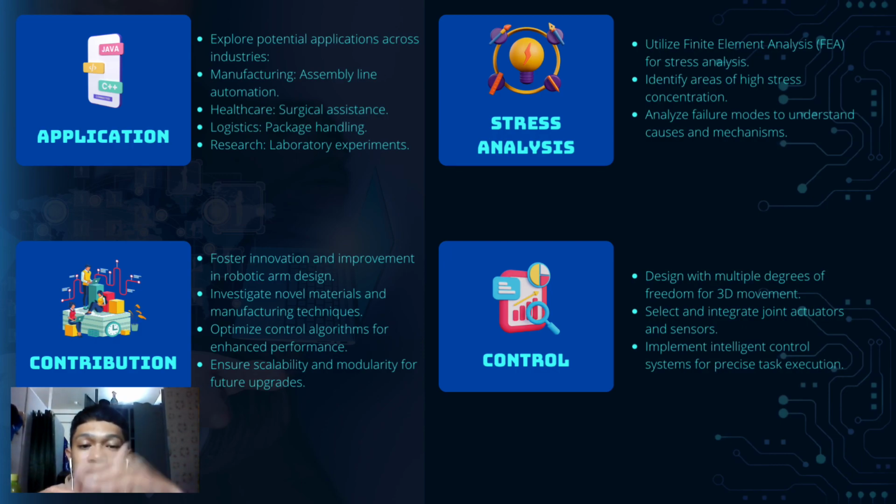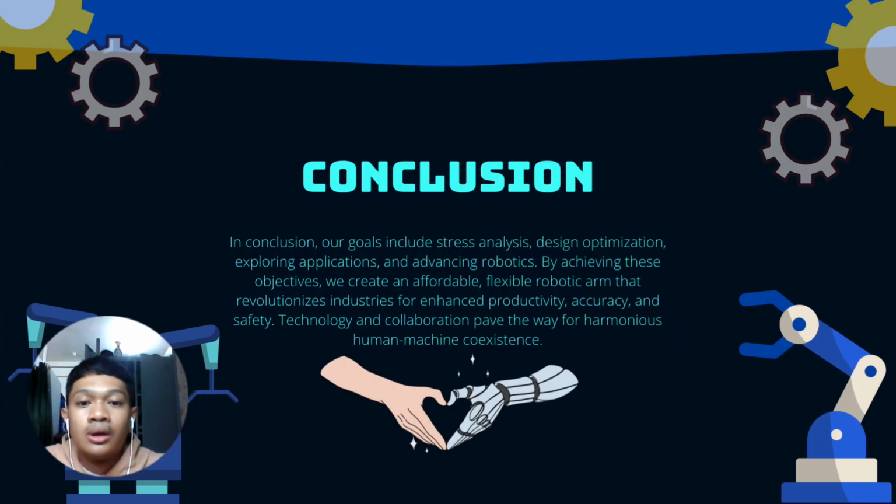Just like what I said just now, in order to get the best out of the robotic arms, they should function as the users have keyed in the data. As for the conclusion, our goals include stress analysis, design optimization, exploring applications, and also advancing robotics. By achieving these objectives, we create an affordable, flexible robotic arm that revolutionizes the industries.